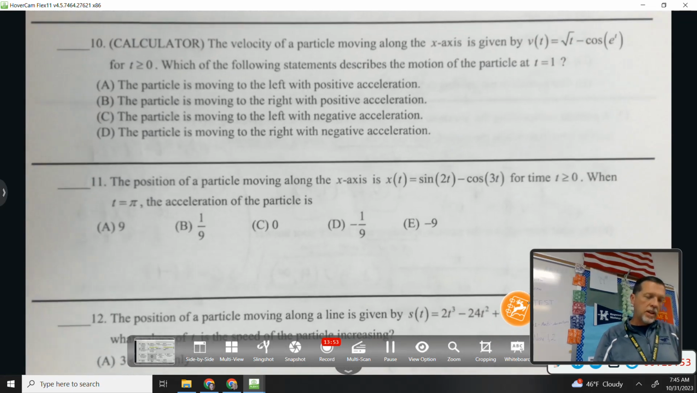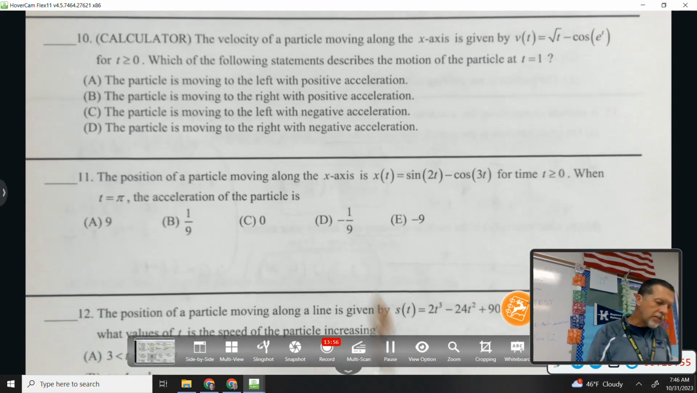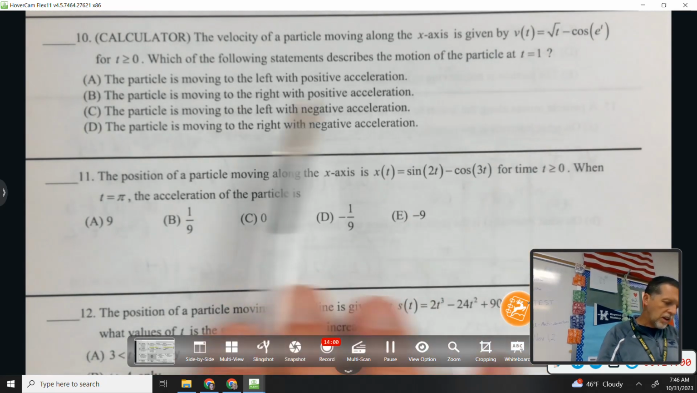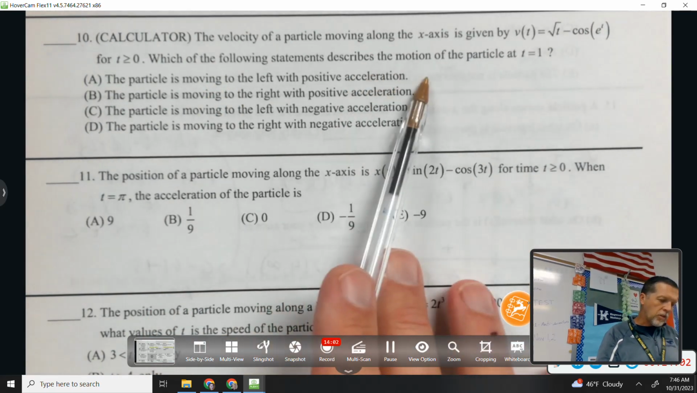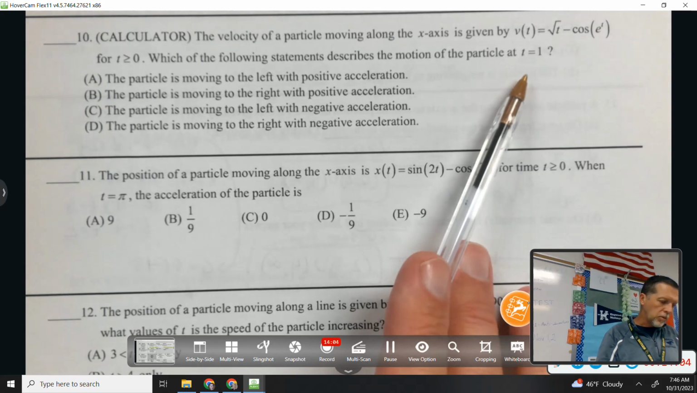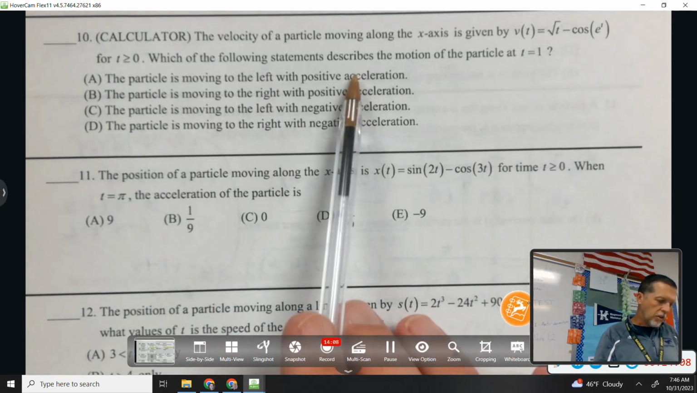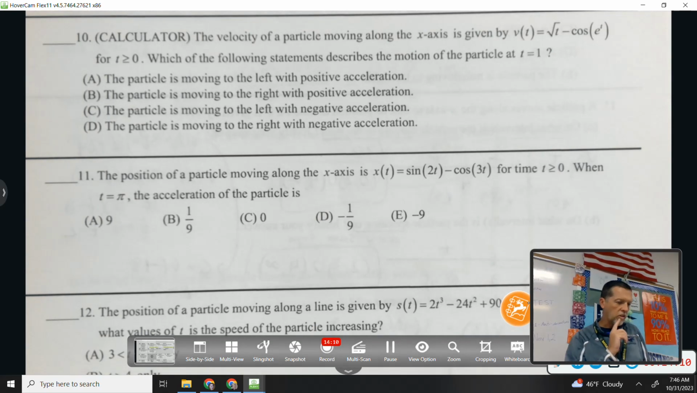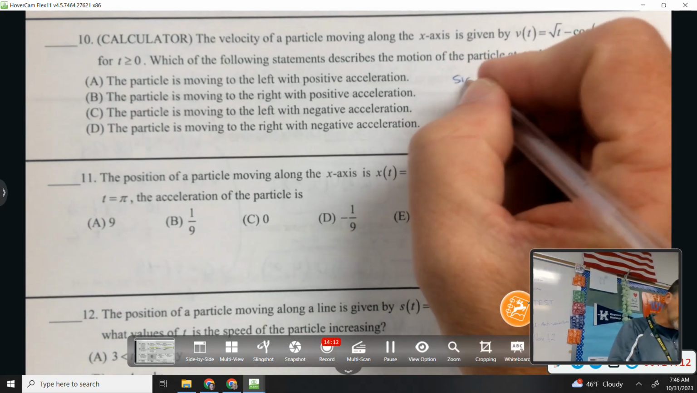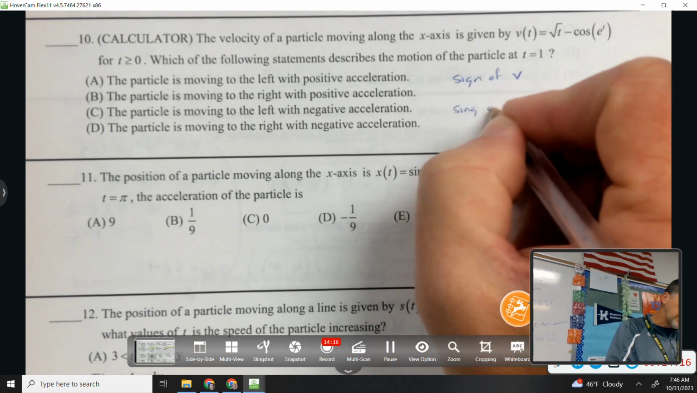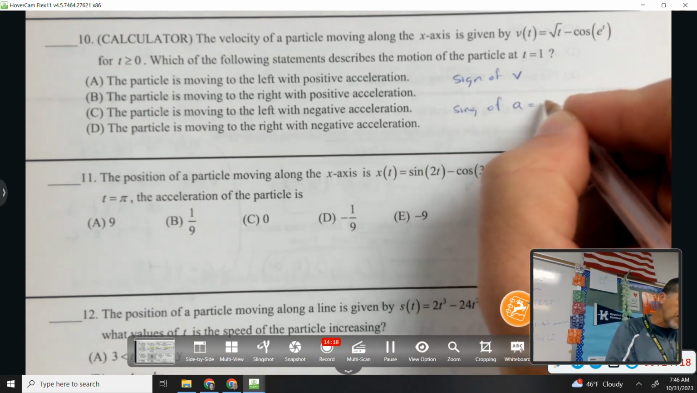Number 10, another calculator. The velocity of the particle. Okay, so now, again, that's velocity. Which of the following statements describe the motion of the particle at t equals 1? Okay, moving left, moving right, versus positive or negative acceleration. So I need the sign of v, and I need the sign of a, which is the same thing as dv dt.